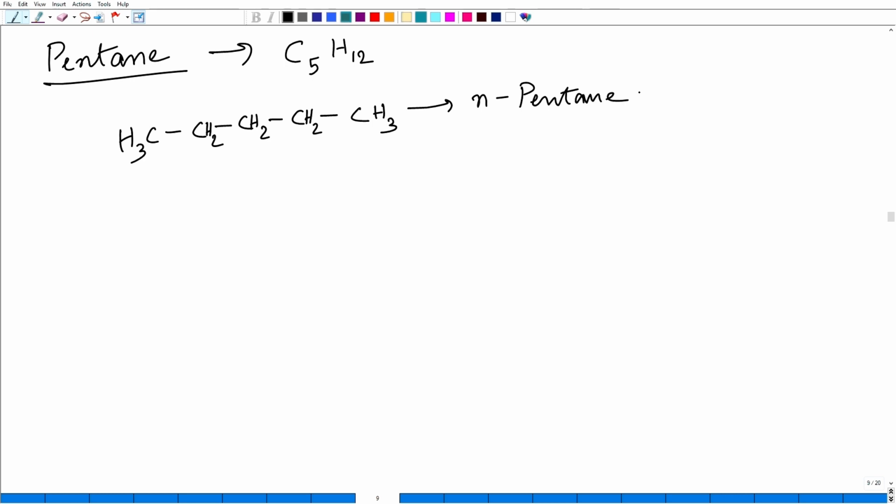Okay. Now, if we write in the branched chain form, let's put the hydrogens. CH3, CH2, CH. So, another one hydrogen will be there, and this is CH3. If we write like this, then this is a branched chain. This is called isopentane.